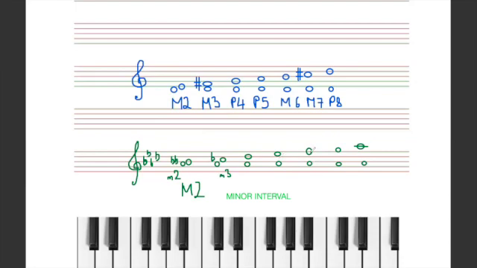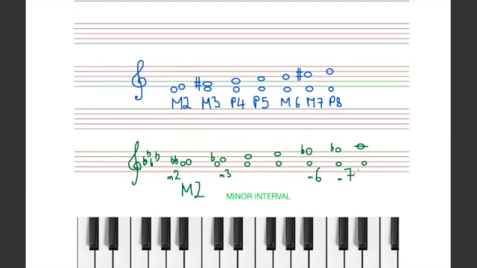A flat to F natural is a major sixth. We lower that top one by a semitone, that becomes a minor sixth. Same with this note. That's a G, make that a G flat, minor seventh.